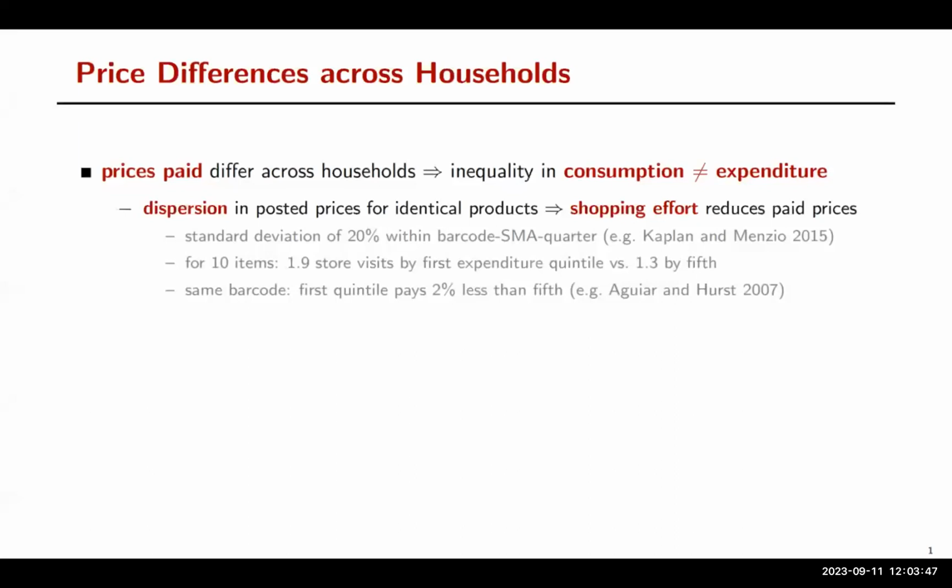In particular, if you look along the expenditure distribution, you will see that households at the bottom of the expenditure distribution make more trips to stores conditional on purchasing the same number of items, and they end up paying about 2% less for exactly the same item, for exactly the same kind of Coke, as compared to households in the top quintile of the expenditure distribution. So the first difference is differences in prices paid for exactly the same item.